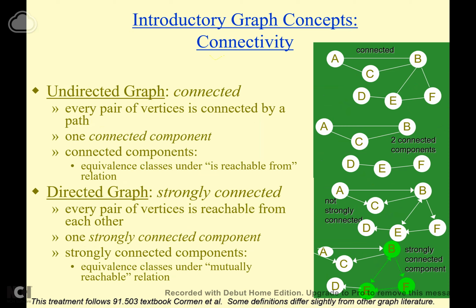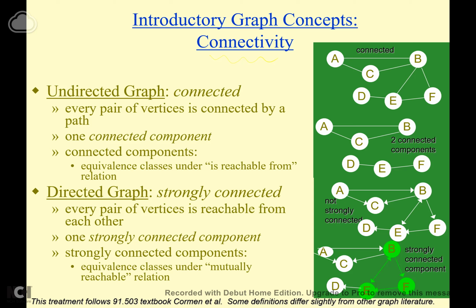And when people talk about connectivity, it is a little bit different. In an undirected graph, every pair of vertices is connected by a path. In a connected undirected graph, there is one connected component. For a directed graph, it is a strongly connected directed graph if every pair of vertices is reachable from each other, with one strongly connected component. For this concept, if it comes up in a specific assignment, then we will give you more discussion.